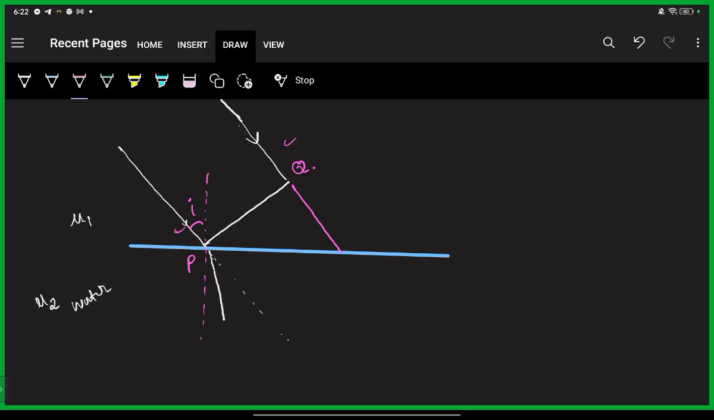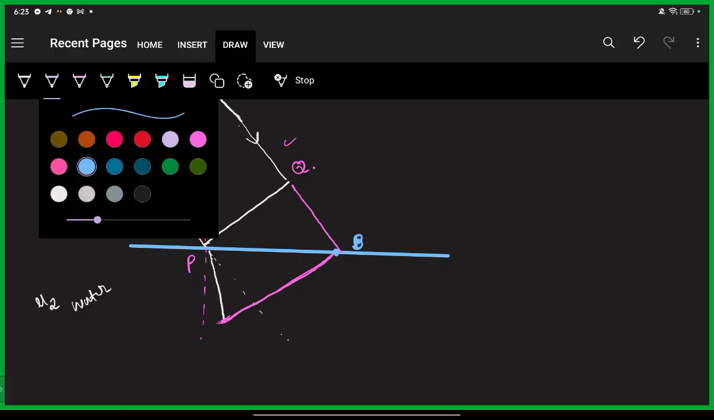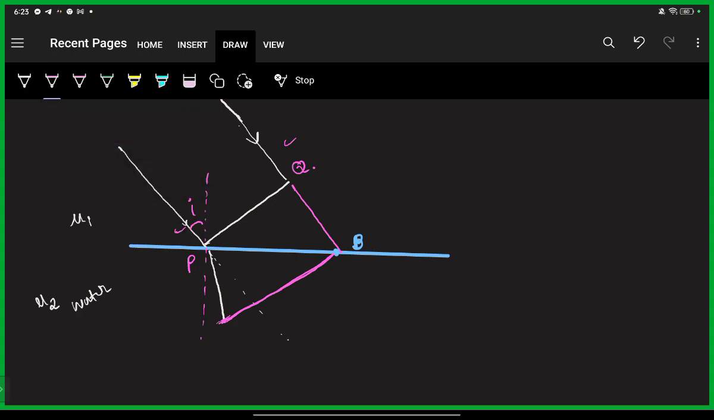So let's draw a perpendicular line. Let's draw a line that connects these two rays. Let's call this point B. This point is R. This is our refracted angle.